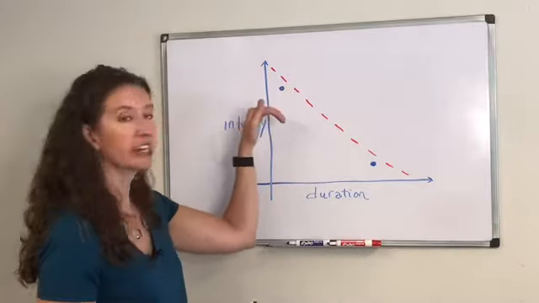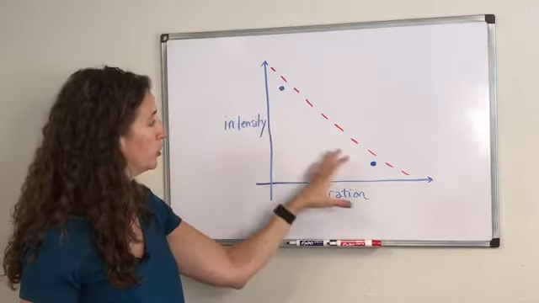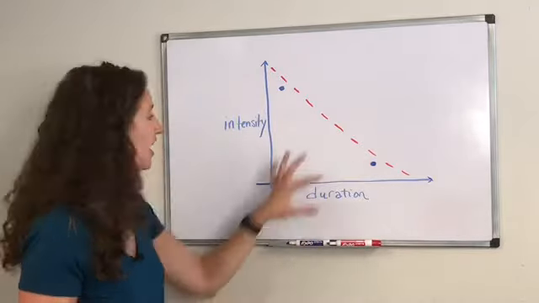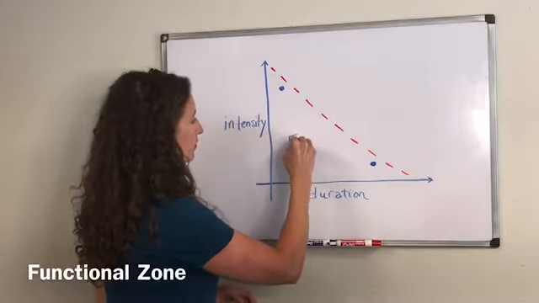Any activity or exercise that does not cause pain will fall on the graph below the threshold for activity. And this zone, this pain-free zone, is known as the functional zone.